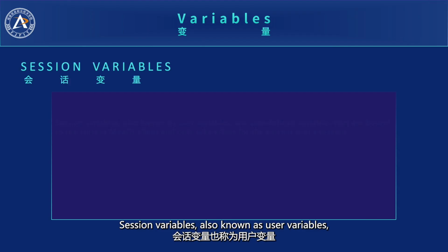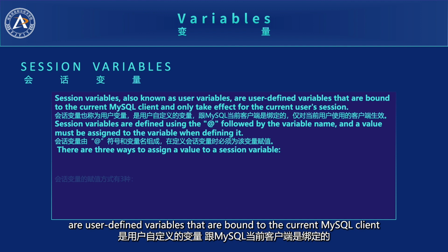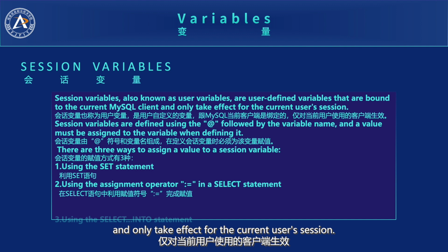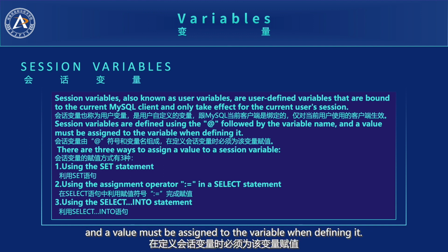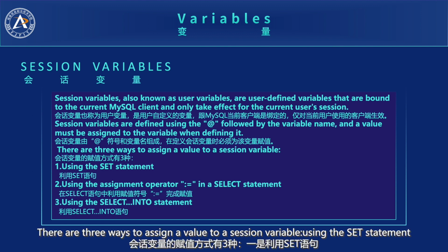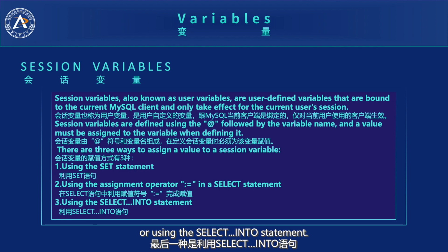Session variables, also known as user variables, are user-defined variables that are bound to the current MySQL client and only take effect for the current user's session. Session variables are defined using the @ followed by the variable name, and a value must be assigned to the variable when defining it. There are 3 ways to assign a value to a session variable: using the set statement, using the assignment operator := in a select statement, or using the select into statement.